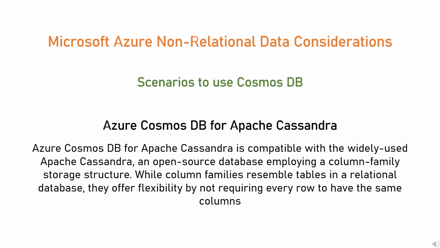Azure Cosmos DB for Apache Cassandra. Azure Cosmos DB for Apache Cassandra is compatible with the widely used Apache Cassandra, an open source database employing a column family storage structure. While column families resemble tables in a relational database, they offer flexibility by not requiring every row to have the same columns.